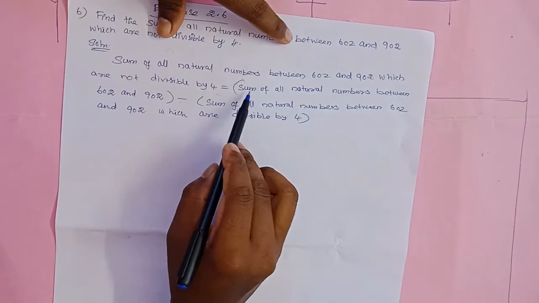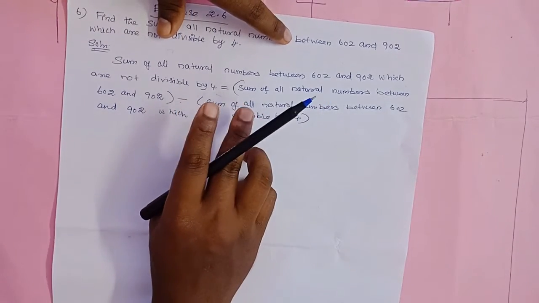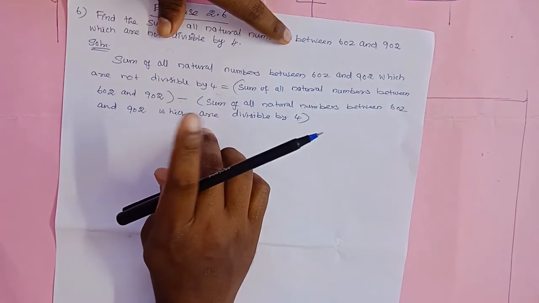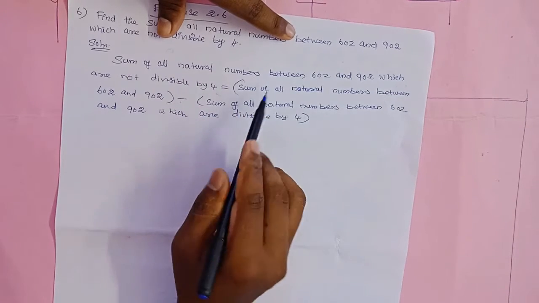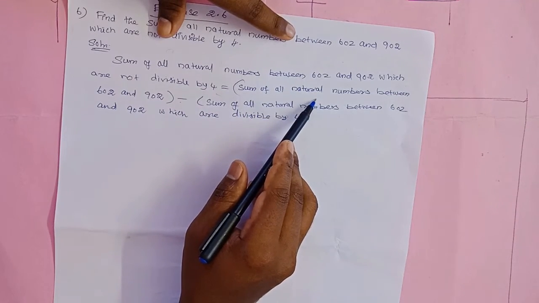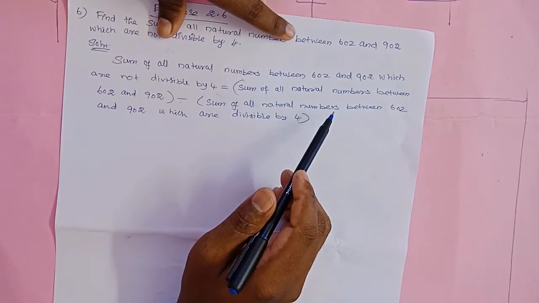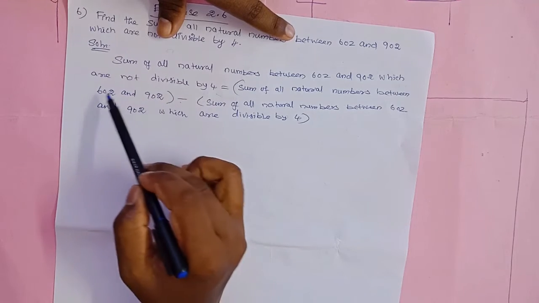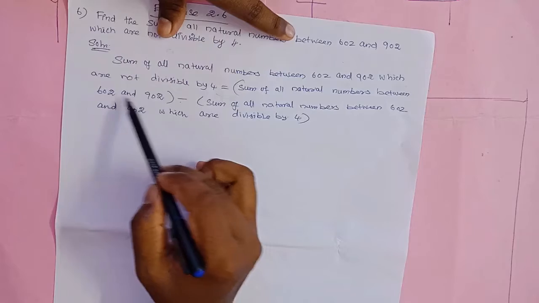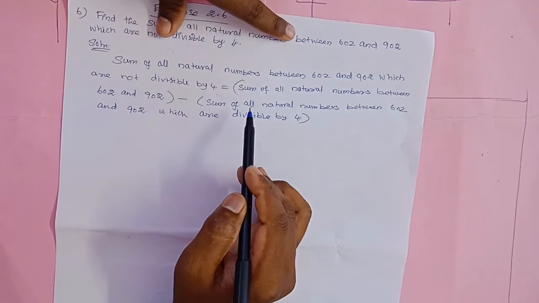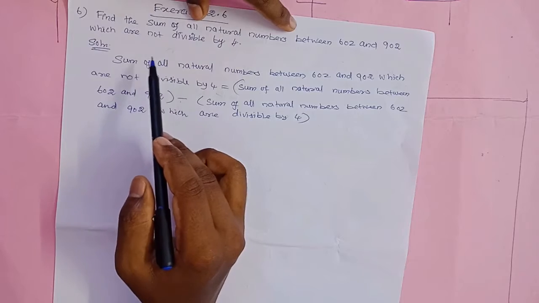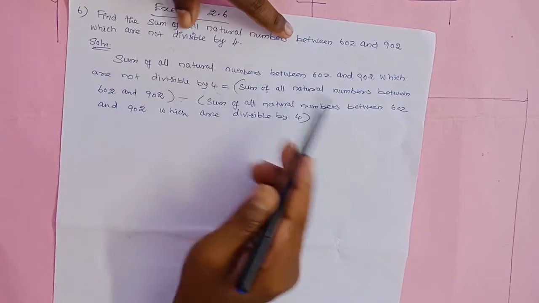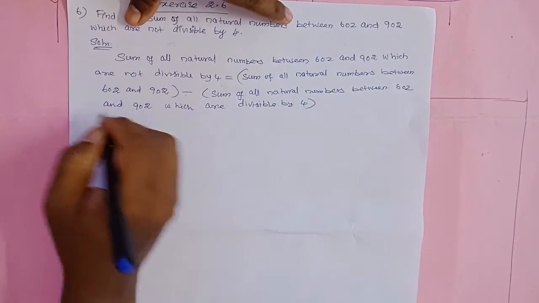So to find the sum of all natural numbers, in the last exercise, special series, we have the formula for the sum of the first n natural numbers: n into n plus 1 by 2. We can follow this formula. But here it is from between 602 and 902, that is the logic. That means it is not from the beginning, it is in between. So we can use either the natural number formula or the sum of the first n terms in arithmetic progression formula. So this is a simple one.